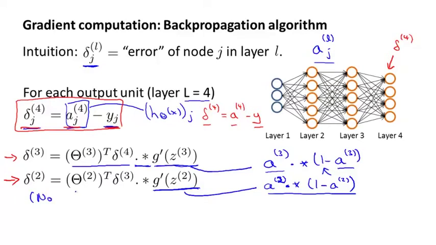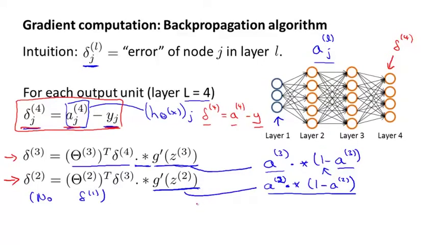And finally, that's it. There is no delta 1 term, because the first layer corresponds to the input layer, and that's just the features we observed in our training set. So that doesn't have any error associated with it. We don't really want to try to change those values. And so we have delta terms only for layers 2, 3, and 4 in this example.